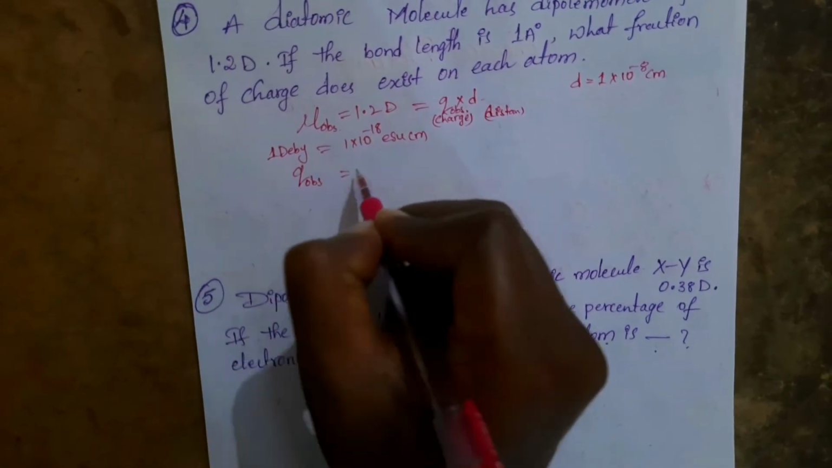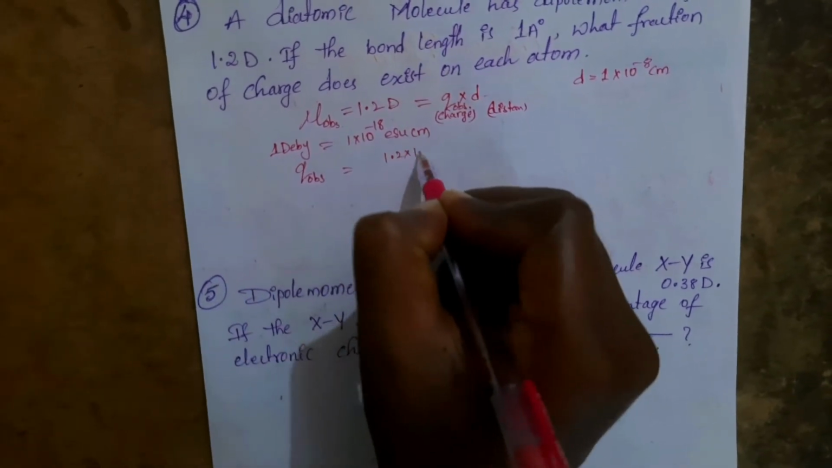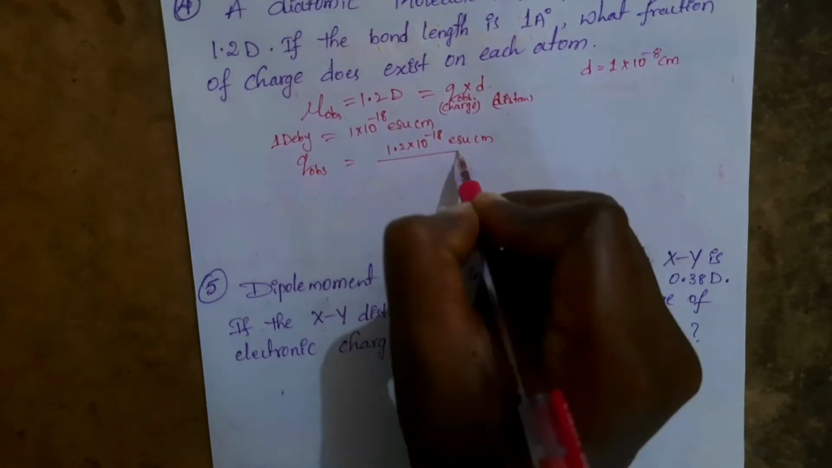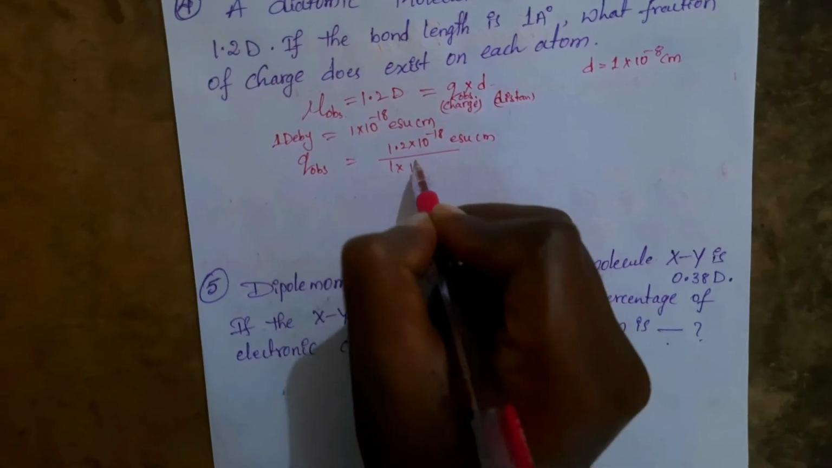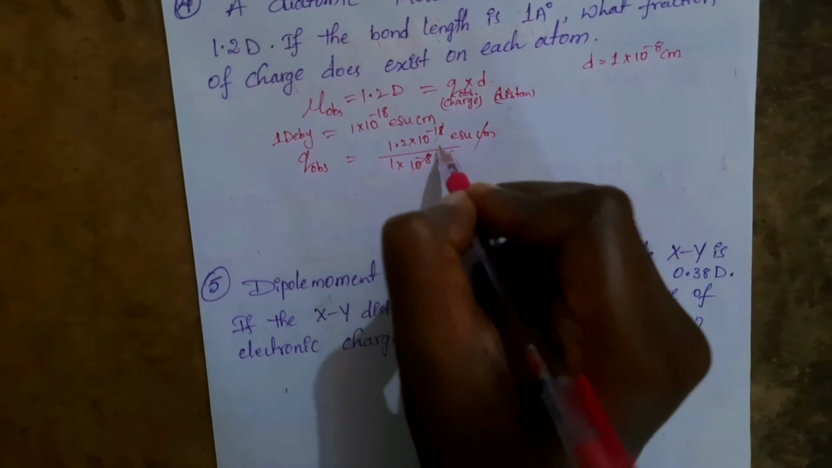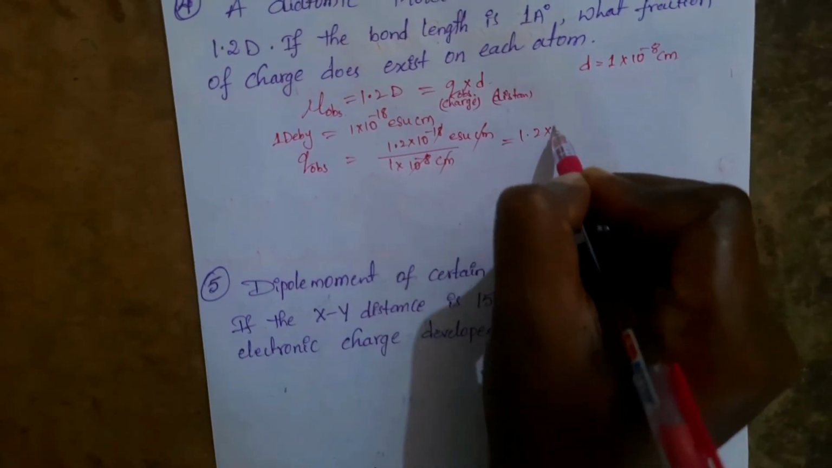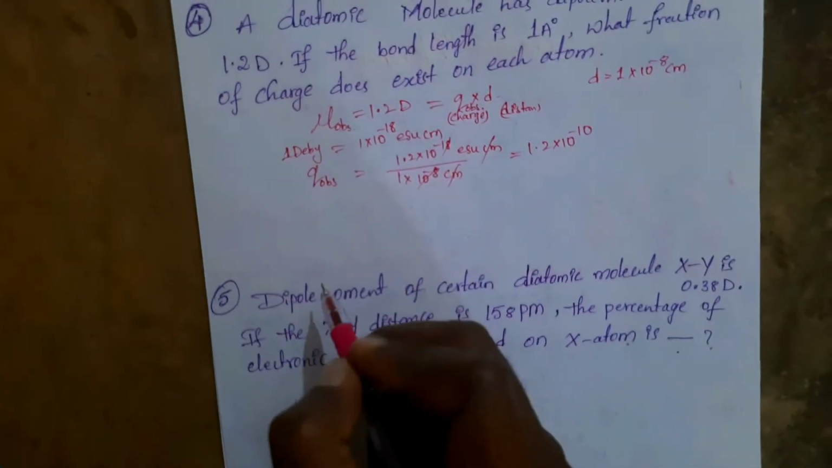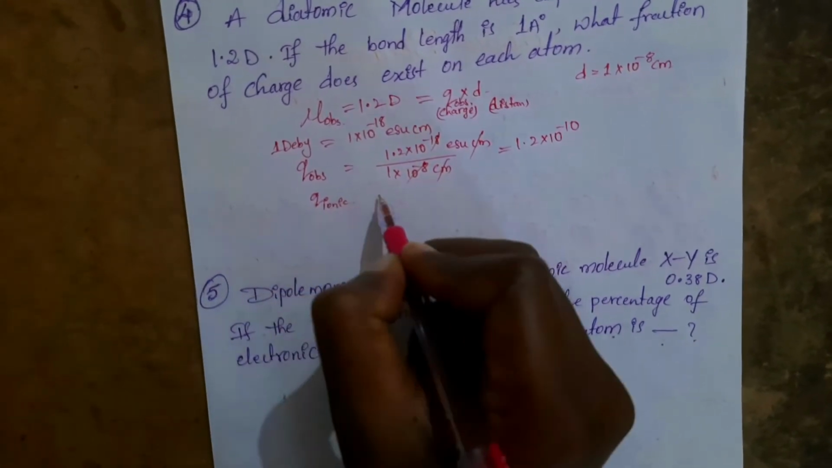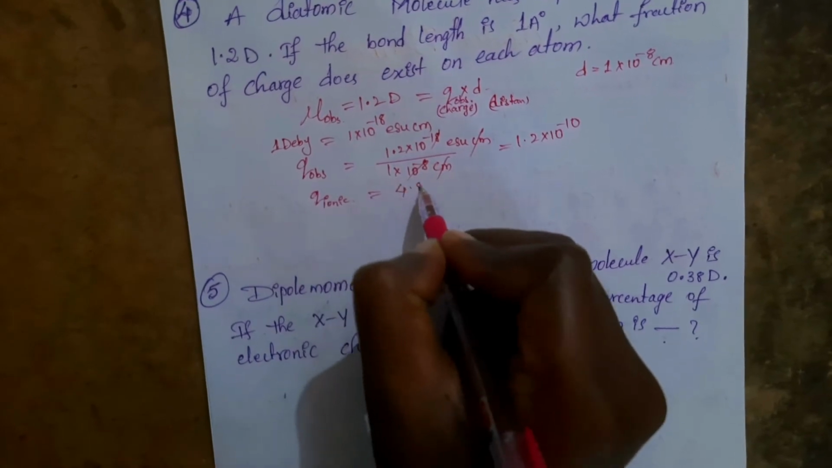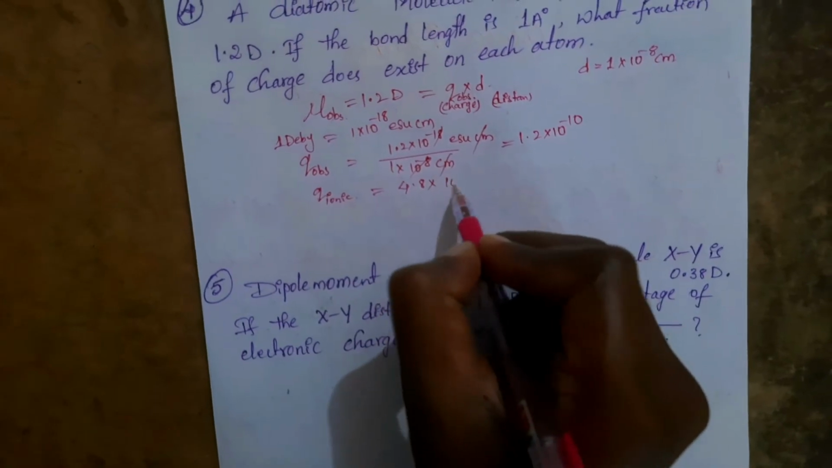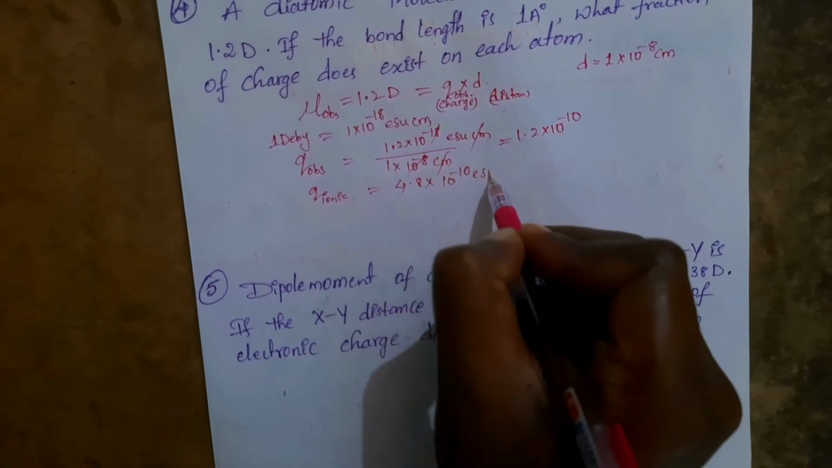Observed charge is equal to 1.2 into 10 power minus 18 ESU centimeter by 1 into 10 power minus 8 centimeter. Centimeter gets cancelled. 10 power minus 10, it will be 1.2 into 10 power minus 10. It is the observed charge. What is the actual charge of the ionic species here? Ionic species charge will be 4.8 into 10 power minus 10 ESU.